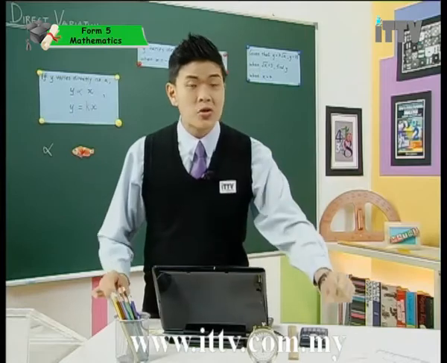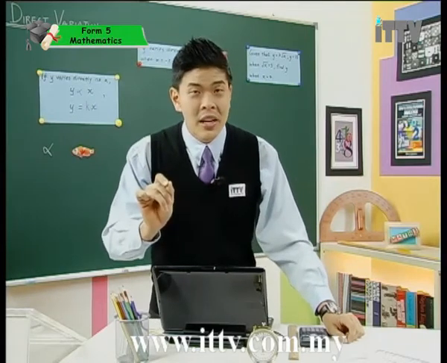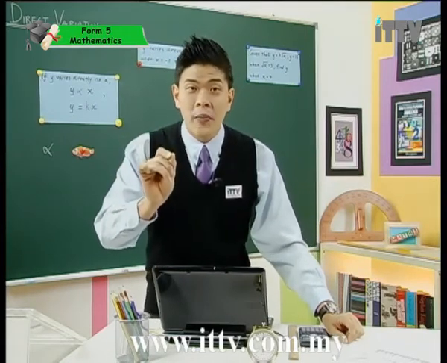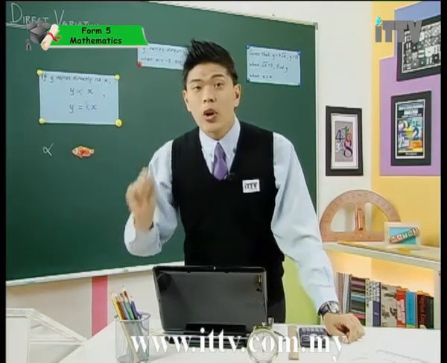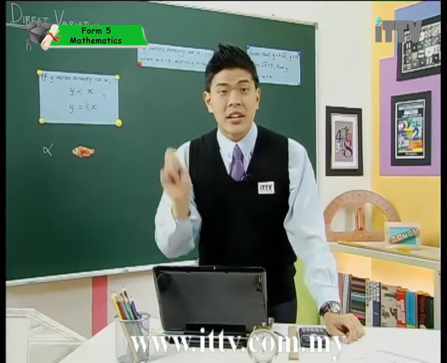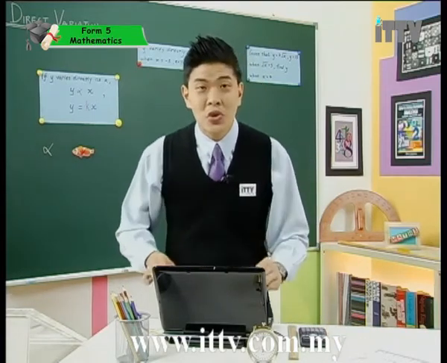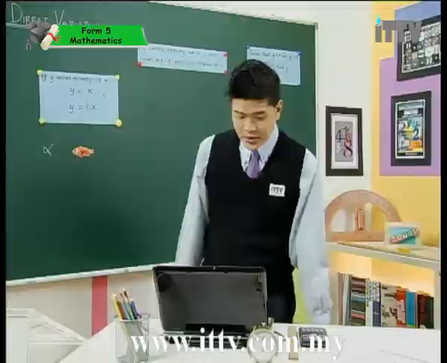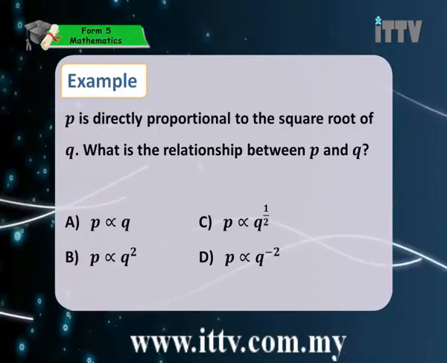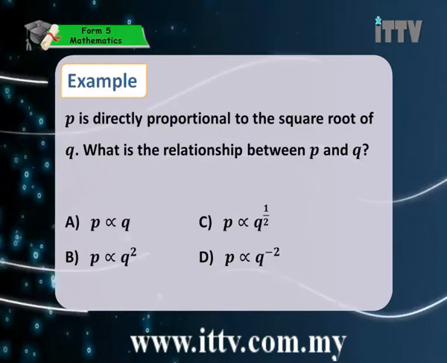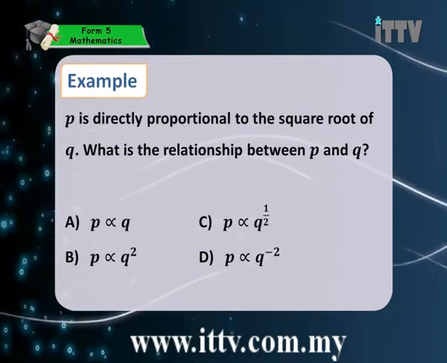And the most important thing is to write it in the symbol form, change it to equation form, and identify the value of K, because the constant will always be equal when there is direct variation between any two variables. Example, P varies directly as the square root of Q. What is the relationship between P and Q?